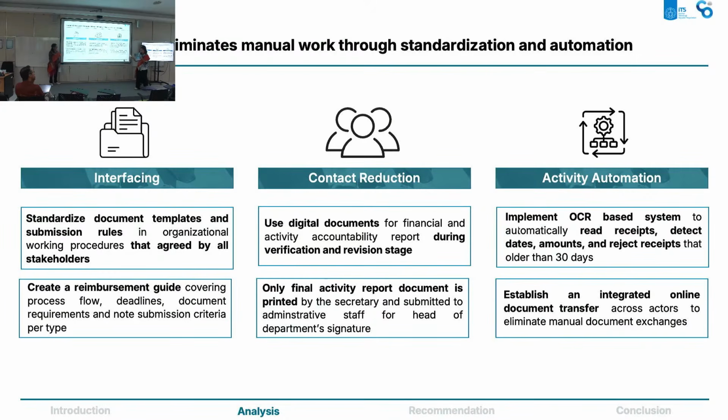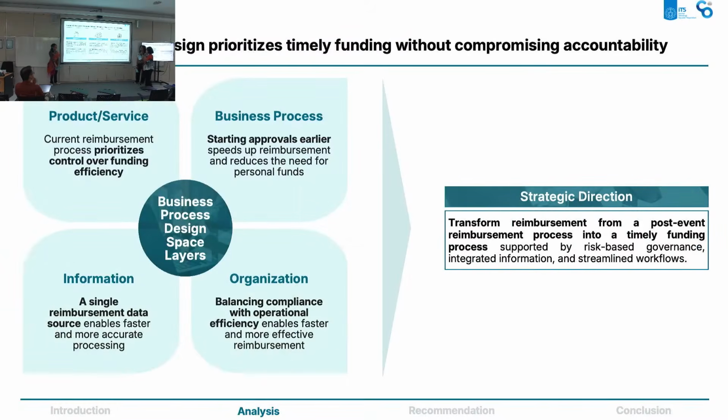And the last one is activity automation. In activity automation, we propose to use an OCR-based system that can automatically detect errors, retrieve receipts, and also reject receipts that are older than 30 days. So this can remove the manual checking by the treasurer, reducing bottlenecks and also human error. Beyond that, we also propose a transformational redesign using the business process design space with 4 layers.